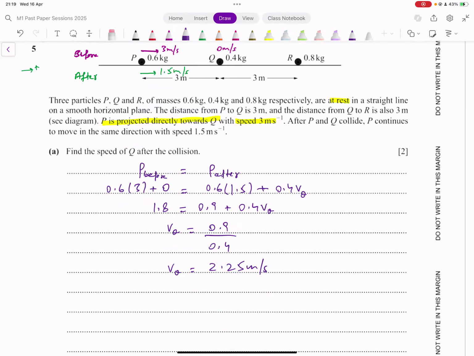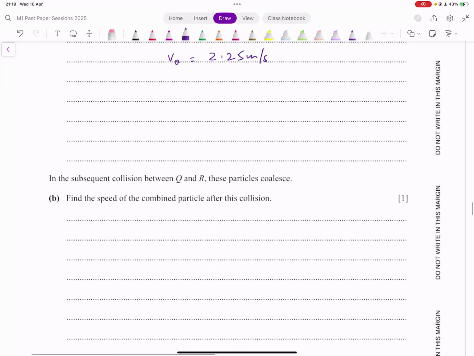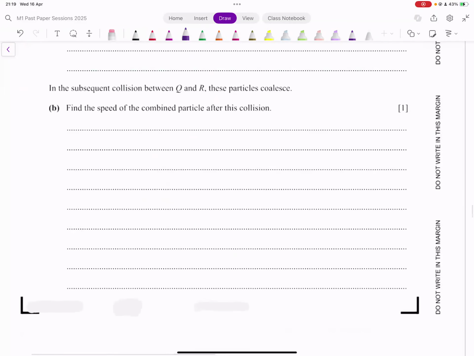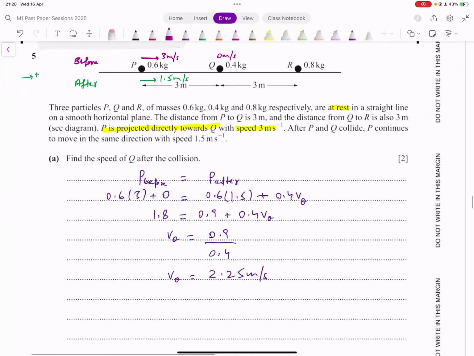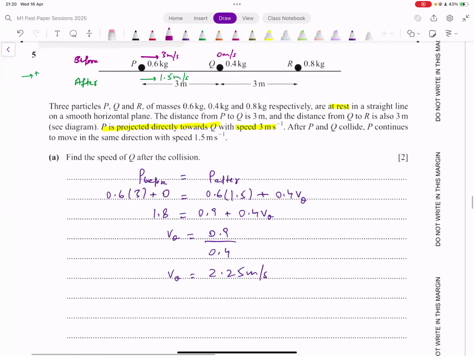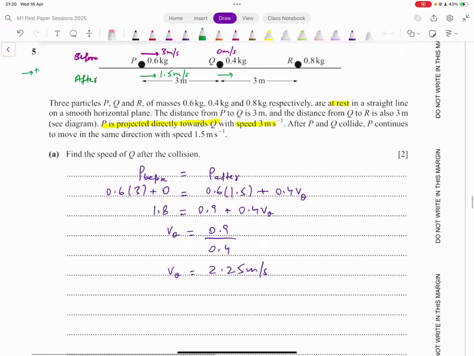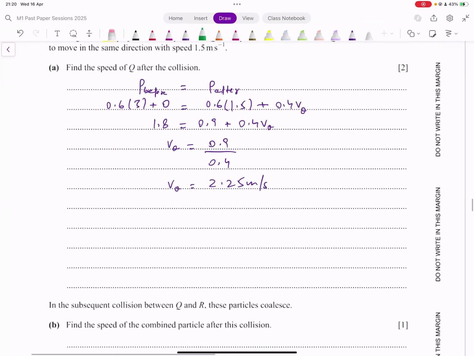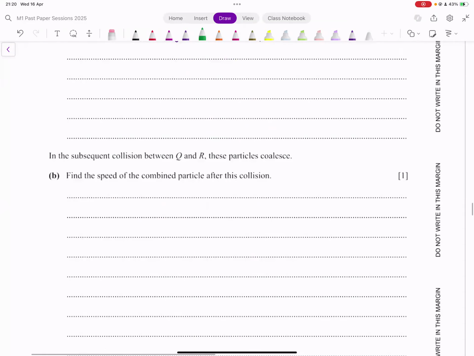This was 5A. What about 5B? It says, in the subsequent collision between Q and R, these particles coalesce. Find the speed of the combined particle after this collision. Okay, so now what happens is Q and R collide. Now Q was moving to the right at what speed after this first collision? 2.25 meters per second. And in this collision now, the particles coalesce.